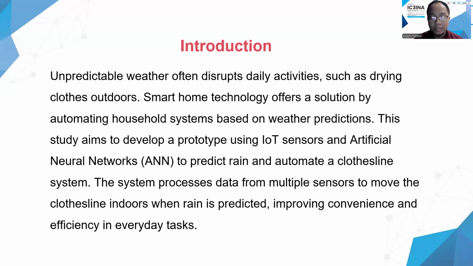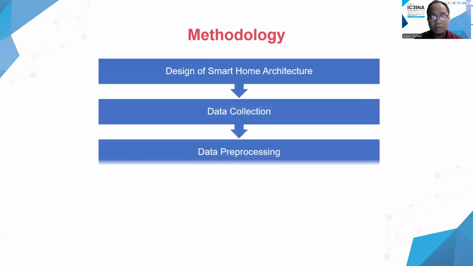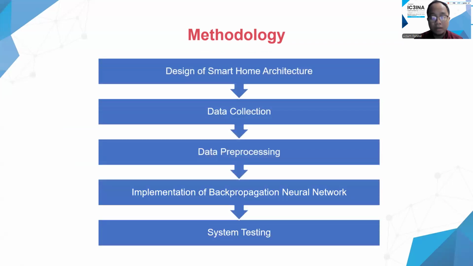in everyday tasks. For the methodology, there are 5 steps of this methodology. The first is design of smart home architecture, and next is data collection, and next is data pre-processing, and next is implementation of backpropagation neural network, or we call it BPNN, and the last is system testing.